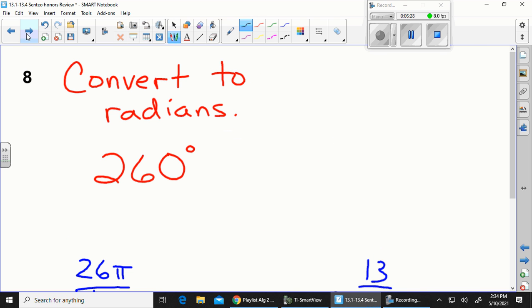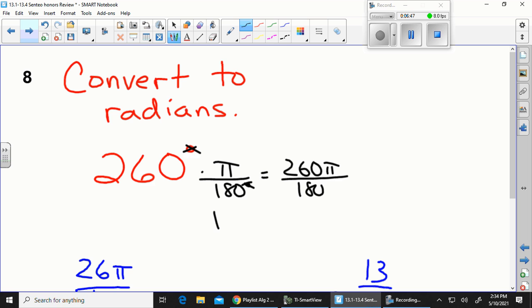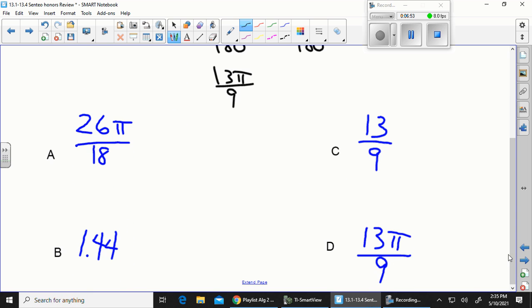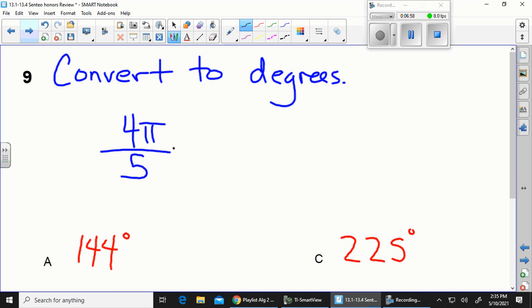Number 8, convert to radians. Pi over 180. Remember the degrees cancel. 260 pi over 180. Do 260 divided by 180. And then math, enter, enter. And you got 13 pi over 9. So when you look at those answers, you've got D. Don't forget the pi. Convert to degrees, multiply by 180 over pi. Pi's cancel. 4 times 180 divided by 5 gives you 144.